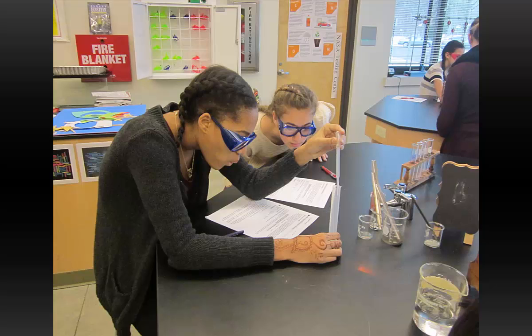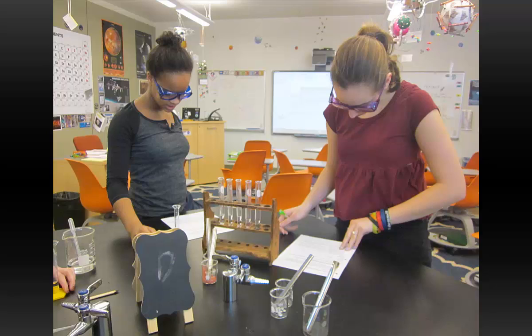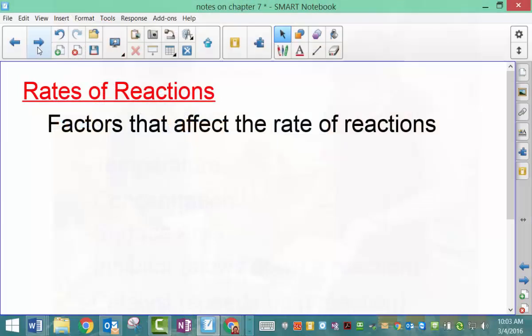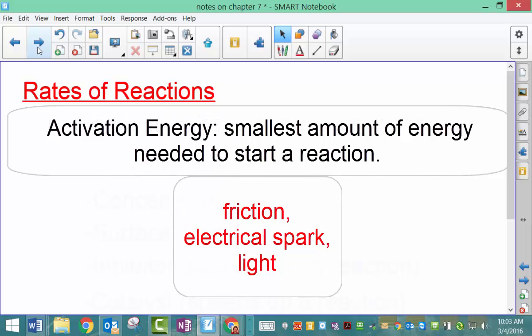Sources of activation energy could be friction is one source. You can have an electrical spark, like in a car's engine, and that begins burning the gasoline. You could also have light that causes activation, and that would be maybe photosynthesis. The sunlight triggers the reaction.